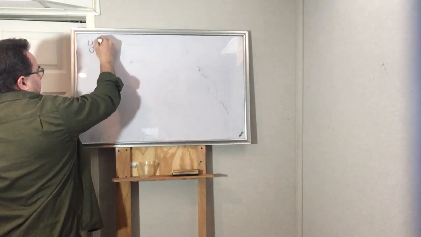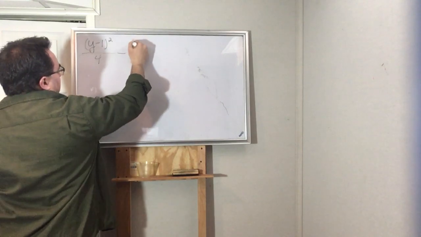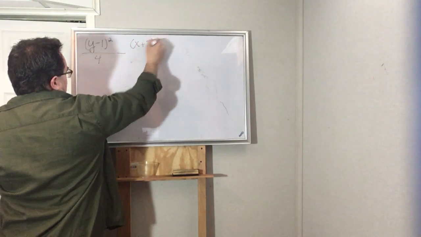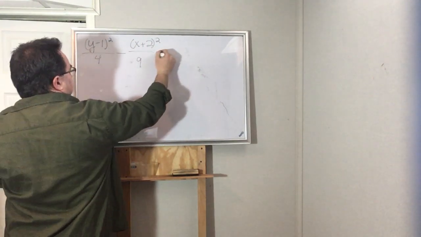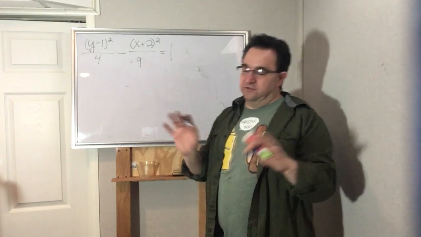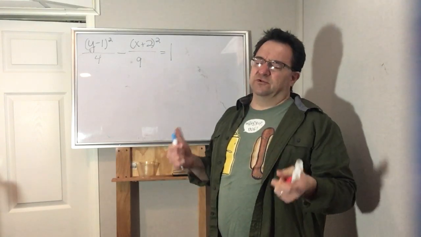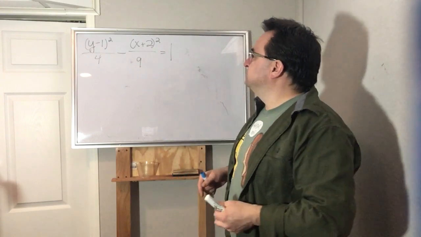Let's start with (y minus 1) squared over 4 minus (x plus 2) squared over 9 equals 1. Okay, this is all new. There's all this weird stuff going on. Let's try to deal with what I'm comfortable with.